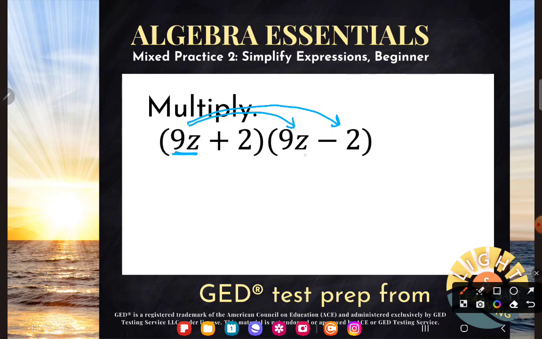So let's start with 9z times 9z. 9 times 9, we do our coefficients first, is 81. And then don't forget that z times z is not just z, it's two z's multiplying. We use an exponent to indicate two factors of z. And now 9z times negative 2. Again, we'll do our coefficients, our numbers out front first. So 9 times negative 2 is negative 18, and feel free to do it in your calculator. But you have to remember that there's a z. Your calculator's not going to remind you of that. So 9z times negative 2 is negative 18z.